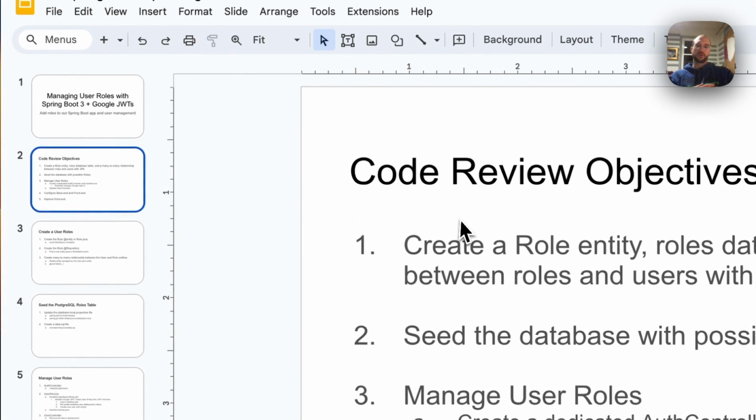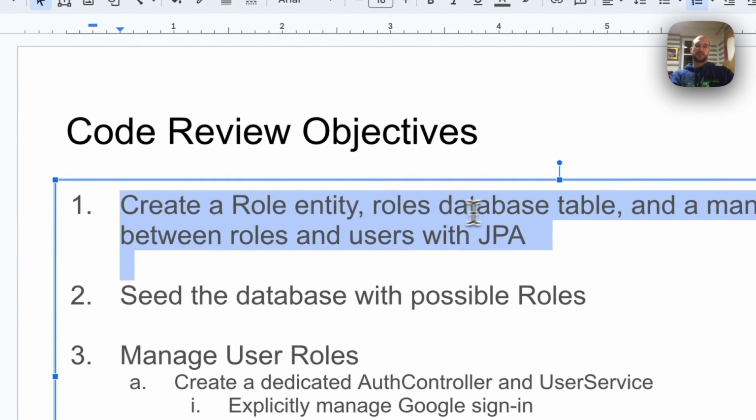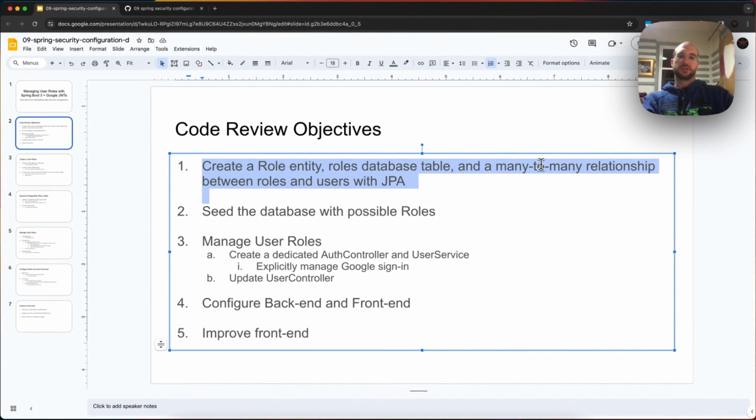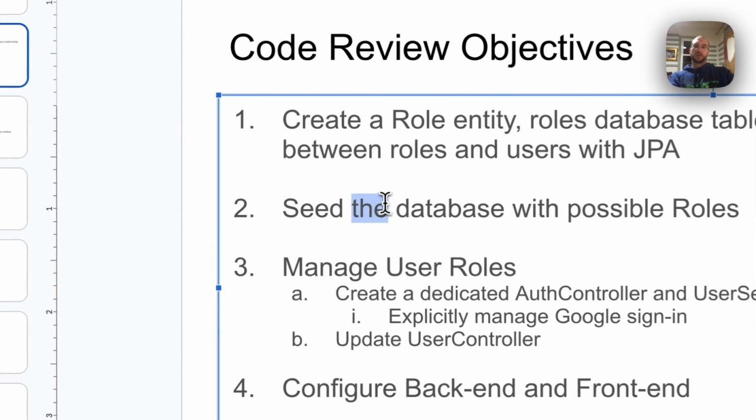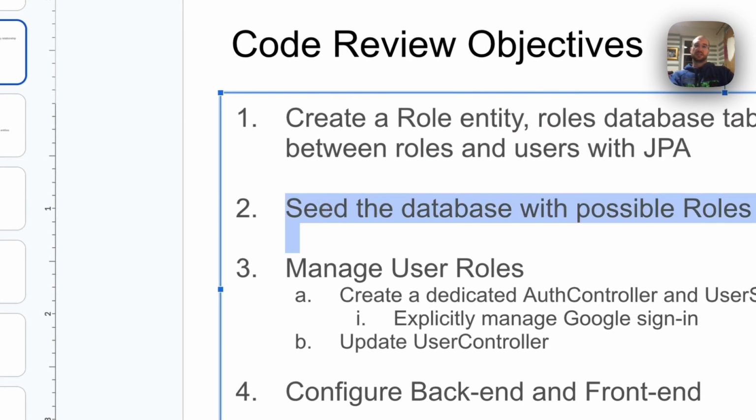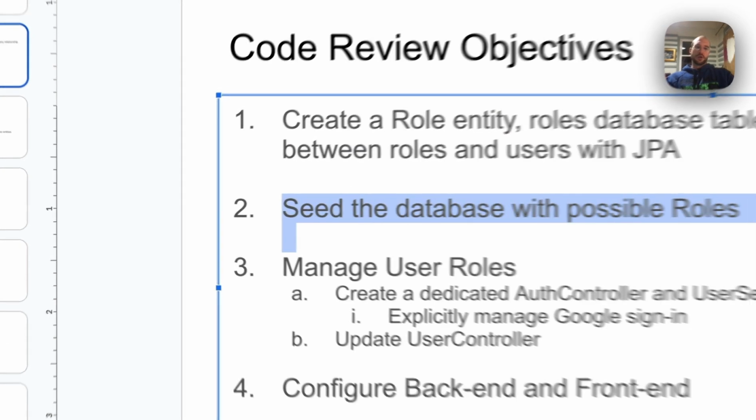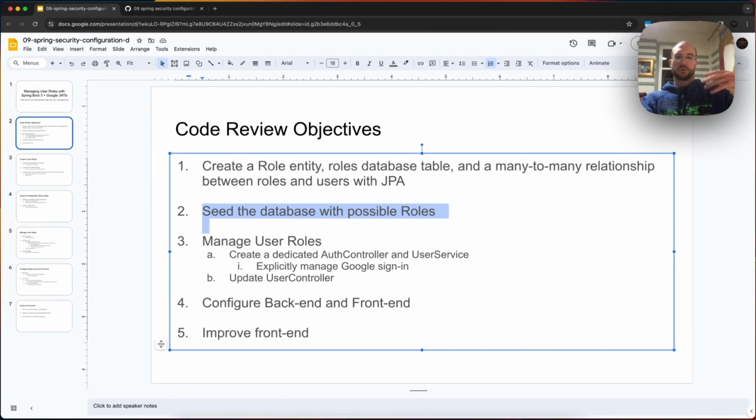So in this code review, our objectives are create a role entity, a roles database table, and a many-to-many relationship between roles and users with JPA. So you have users, each user has many roles, and those roles can be applied to many users. We're going to use Spring Boot to seed the database with the possible roles. So when we actually create a new database, when we start up the backend app, we need to add the set of roles that are available. We're going to do that automatically.